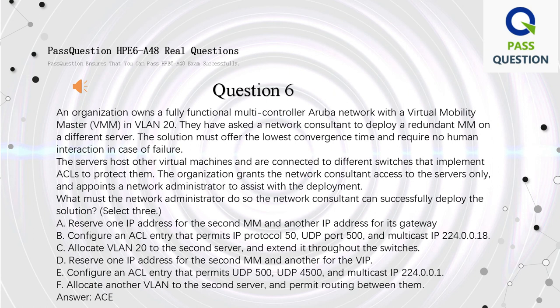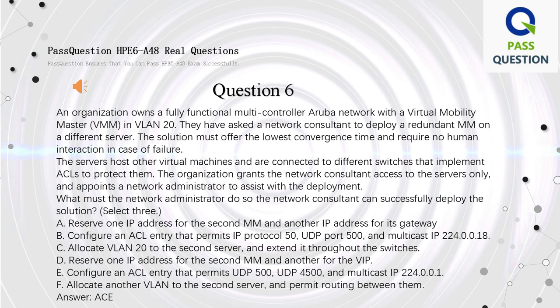Question 6. An organization owns a fully functional multi-controller Aruba network with a virtual mobility master (VMM) in VLAN 20. They have asked a network consultant to deploy a redundant one on a different server. The solution must offer the lowest convergence time and require no human interaction in case of failure. The servers host other virtual machines and are connected to different switches that implement ACLs to protect them.